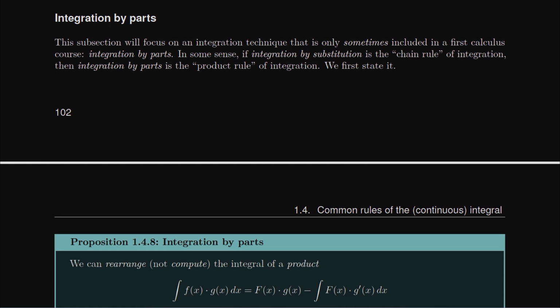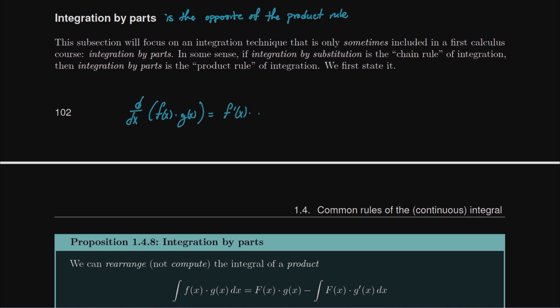But really, if we jump back to our previous video, integration by substitution was the opposite of the chain rule. Integration by parts is the opposite of the product rule. So we're just going to undo the idea of the product rule. If I take the derivative of a product of two functions, what do I get? Well, I get f prime times g plus g prime times f.